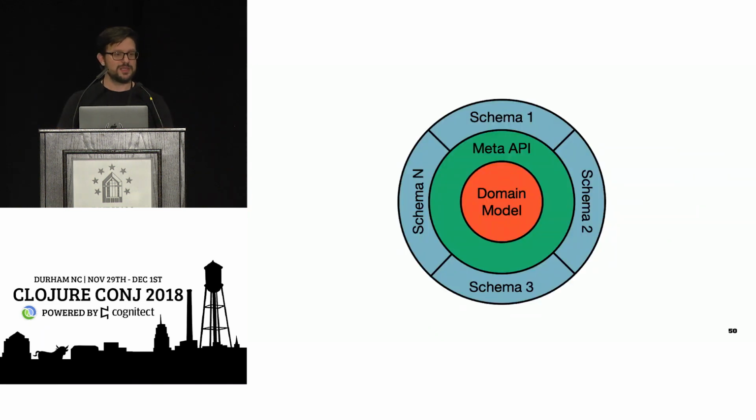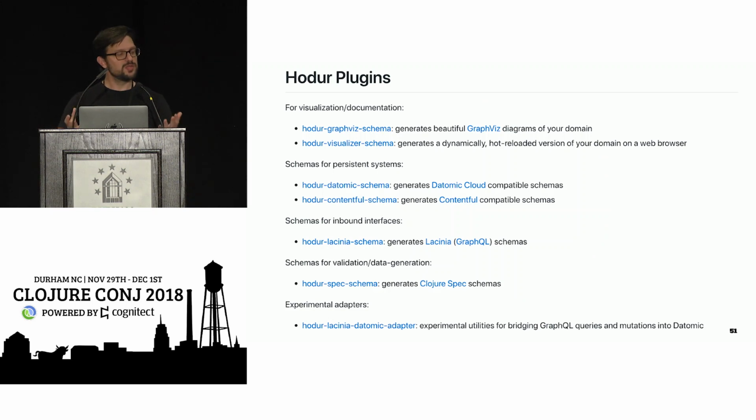The way I draw this is like building these layers of an onion. You start with the domain model, a meta API around it, and now I can see all these different schemas and views. In fact, because this has been so useful to us in our projects, we already have a bunch of what we call plugins that give us completely different access, and they are all open source as well. One for GraphQL, one for Datomic, Contentful. Whatever we need, we just write one. We write a new schema and we plug it into this modular architecture.